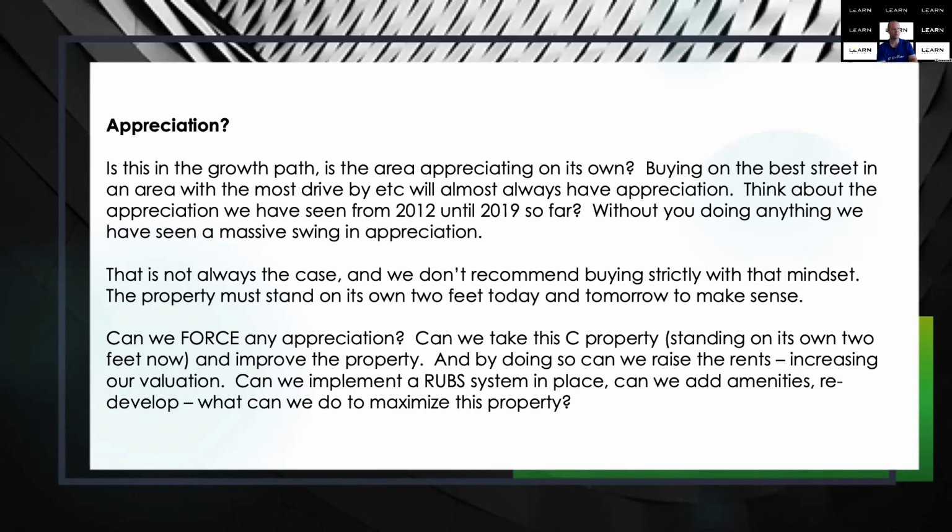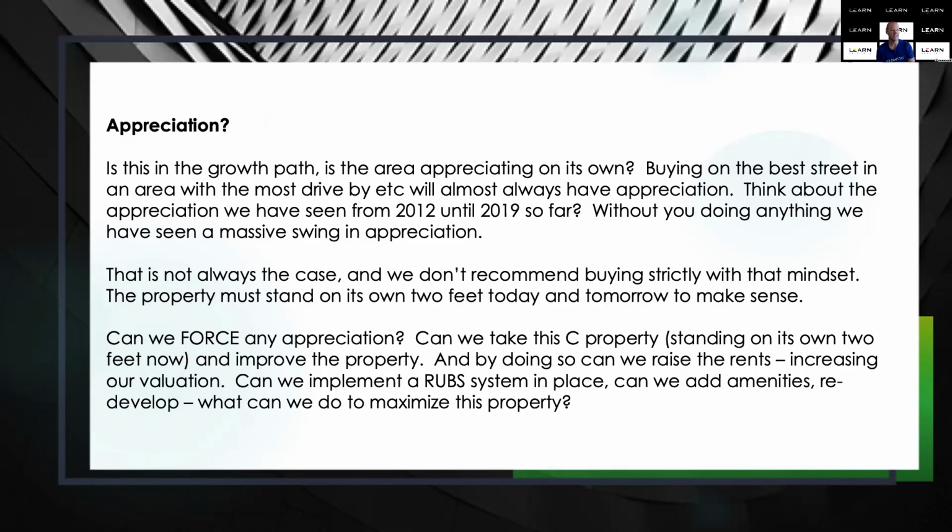All right, so appreciation. Is this in the growth path? Is the area appreciating on its own? Buying on the best street in the area with the most drive-by, et cetera, will almost always have appreciation. But think about the appreciation we have seen from 2012 until 2019 so far. Without you doing anything, we have seen a massive swing in appreciation. Now we're rolling into 2020. Things have stalled, right? Where are we going to go from here?